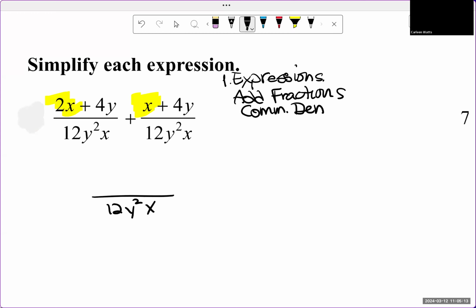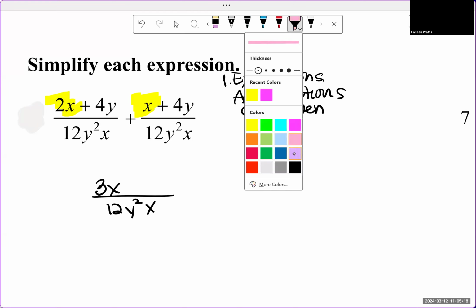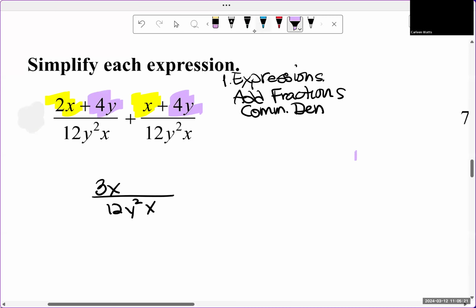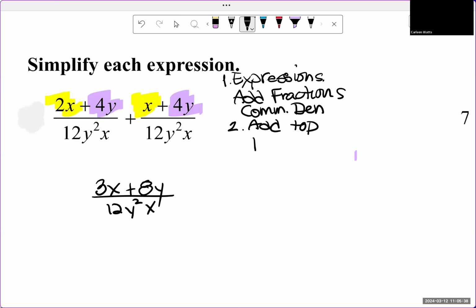2x plus x is 3x. 4y plus 4y is 8y. Okay, so we just add the tops. Add the top, keep the bottom. Okay, step 3. Can we cancel? Is there anything I can cancel?